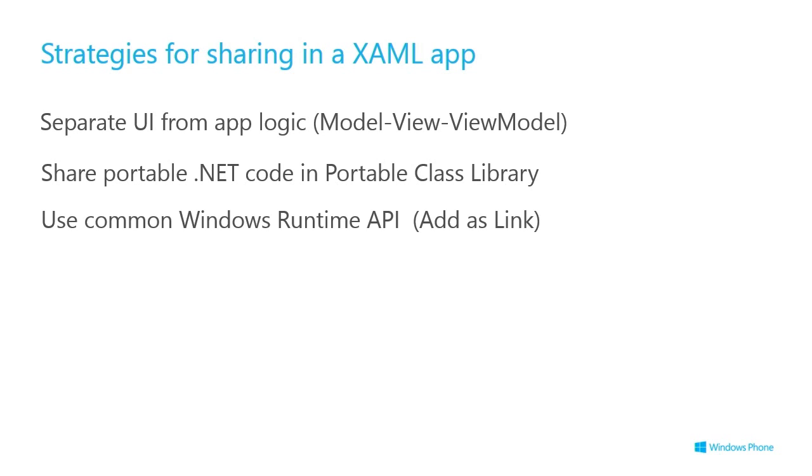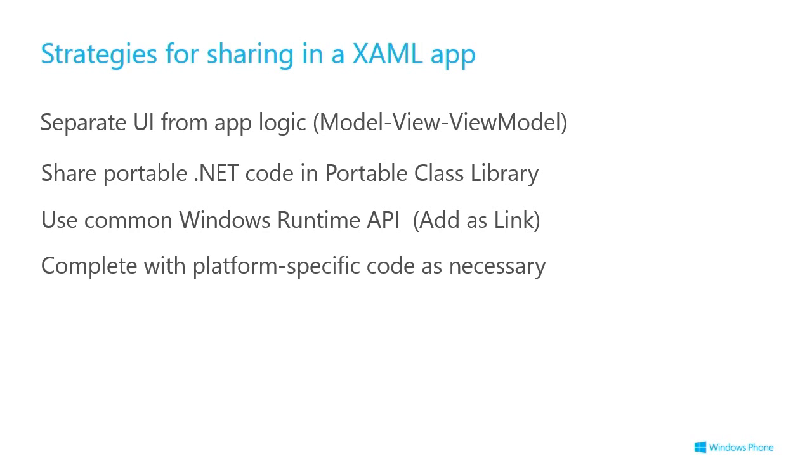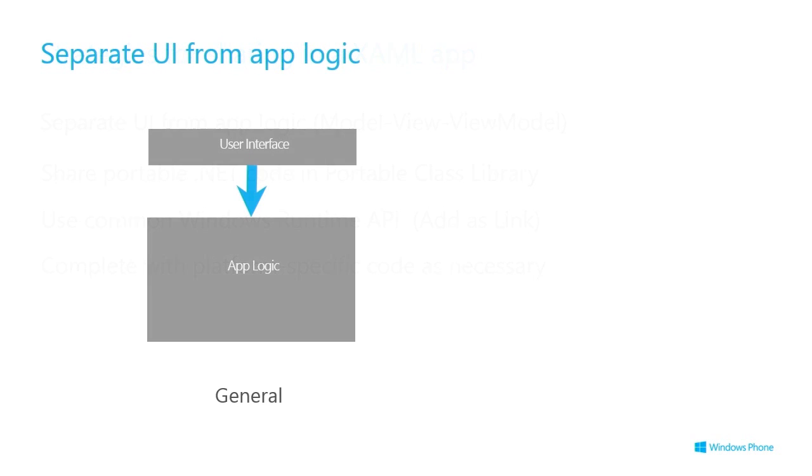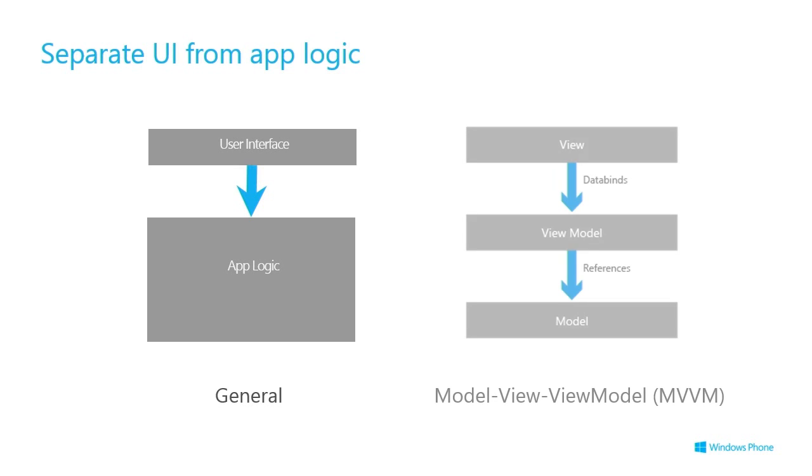We can use the common Windows Runtime APIs that are common across both platforms. That means that a lot of your code that accesses these sorts of things, file and protocol association, is going to be the same. And then you need to complement that with platform-specific code as necessary. So it looks a bit like this in general. This is very high level: the user interface separation from your app logic.